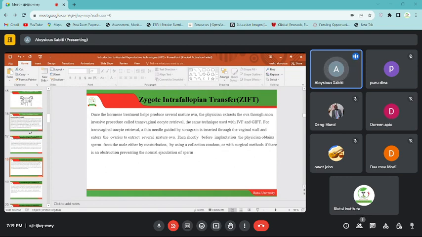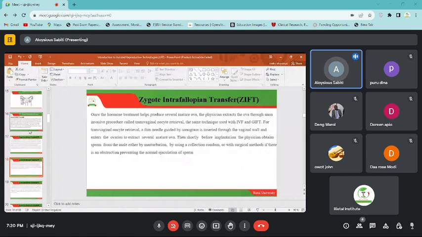a non-invasive procedure called transvaginal oocyte retrieval. This is the same technique that is used with IVF and GIFT. Non-invasive means that it is not a surgical kind of procedure. It does not require a lot of complication, so the physician is able to extract that particular ova. The same technique that is used in IVF is used here.